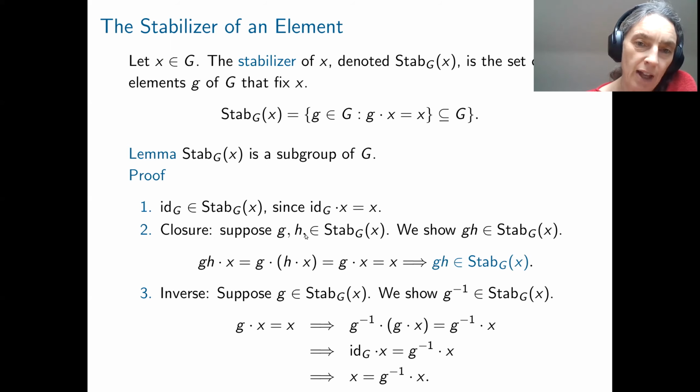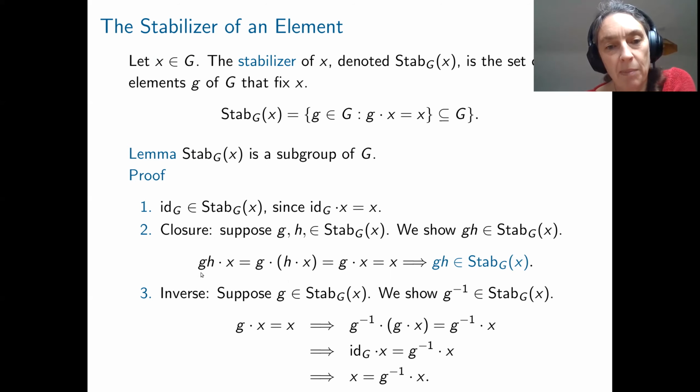So suppose we have a pair of elements of G that stabilize X. We need to show that their product in the group also stabilizes X. So we need to look at what GH does to X. Well, fortunately, because we have a group action, we're able to do something here. The information available to us is that both H and G separately stabilize X.